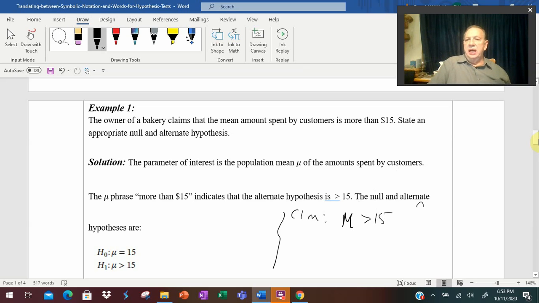So then I need a complement. Mu less than or equal to 15. My next step was to assign H0 and HA. So my H0 would be the one with the equals right here. That mu is less than or equal. And in this case, they're just writing it here. But I like to do this just to keep, because there is a difference between less than or equal to the way we do the test than equal to.